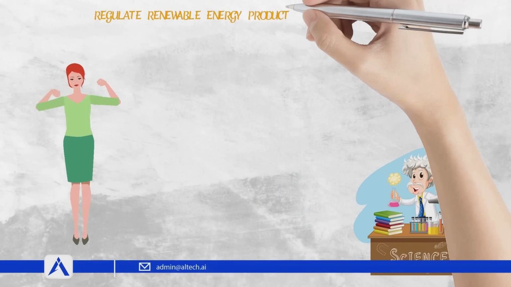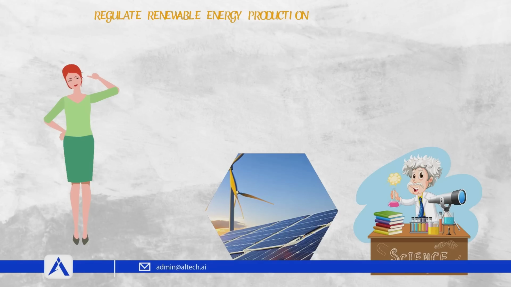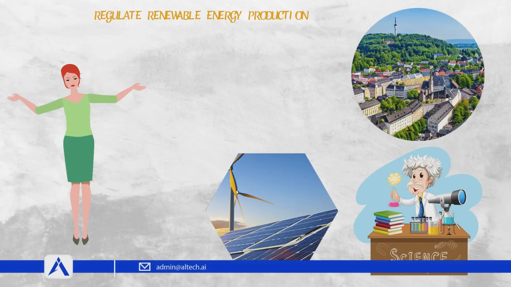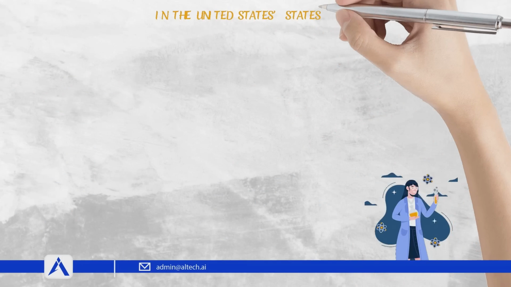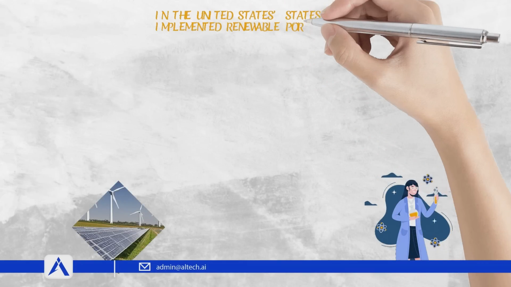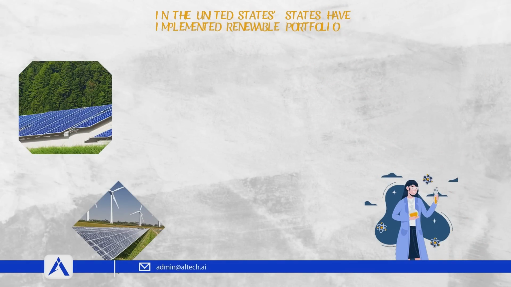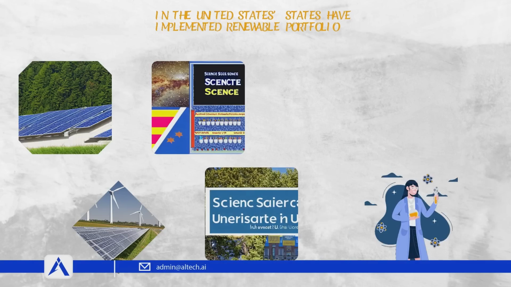To support this growth, countries are implementing regulatory frameworks and policies to incentivize and regulate renewable energy production. Feed-in tariffs, which guarantee a fixed price for renewable energy producers, have been successful in driving investment in countries such as Germany. In the United States, states have implemented renewable portfolio standards, which require energy providers to source a certain percentage of their energy from renewable sources.